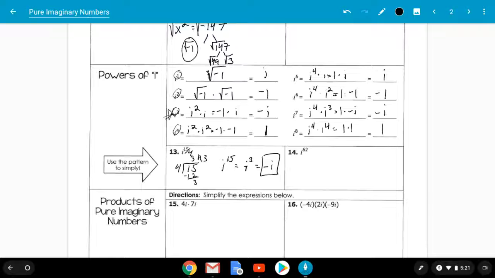So let's look at number 14 here, i to the 62nd power. I'm going to take 62 and divide it by 4. And I get, let's see, 15 with a remainder of 2. So i to the 62nd power is the same thing as i squared, which is negative 1.